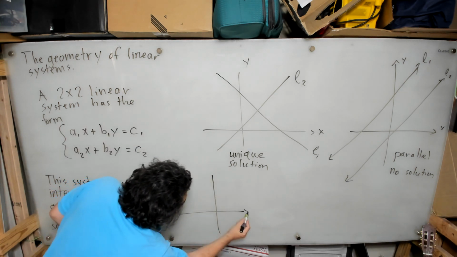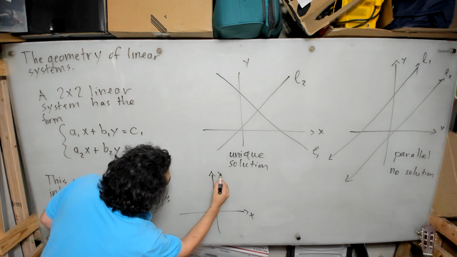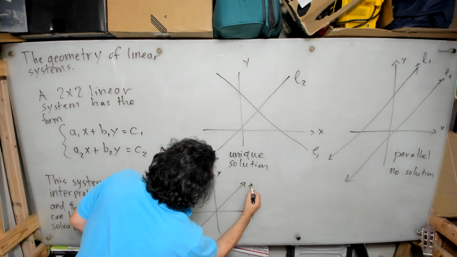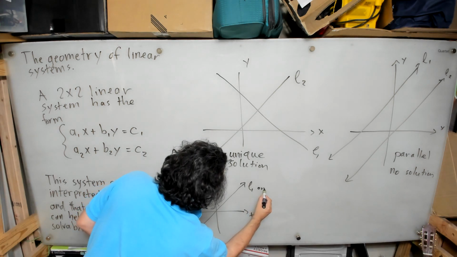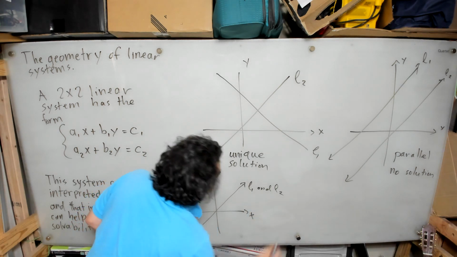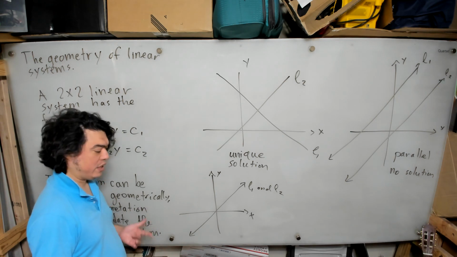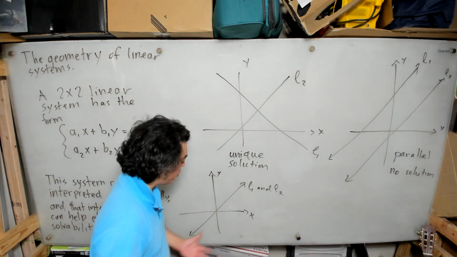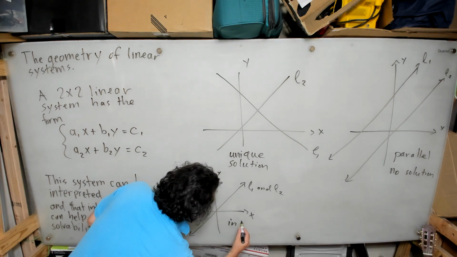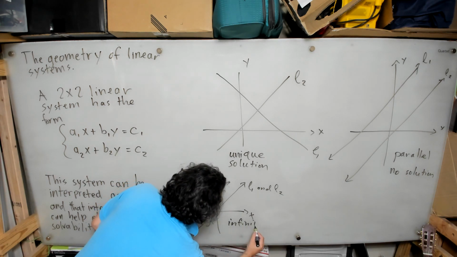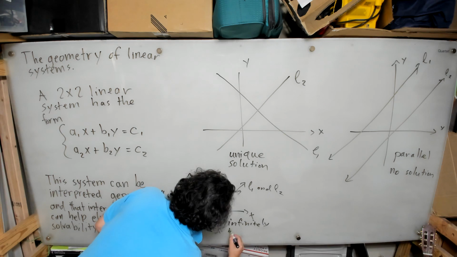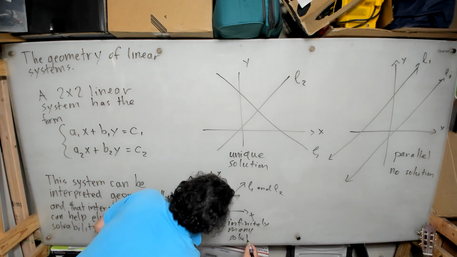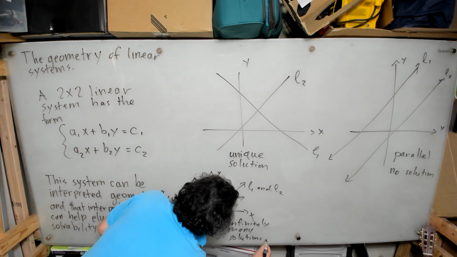Let's say this is x, this is my y-axis, and let's say that this line represents L1 and L2. In other words, L1 and L2 represent the same line. So this would be known as the infinitely many solutions case.